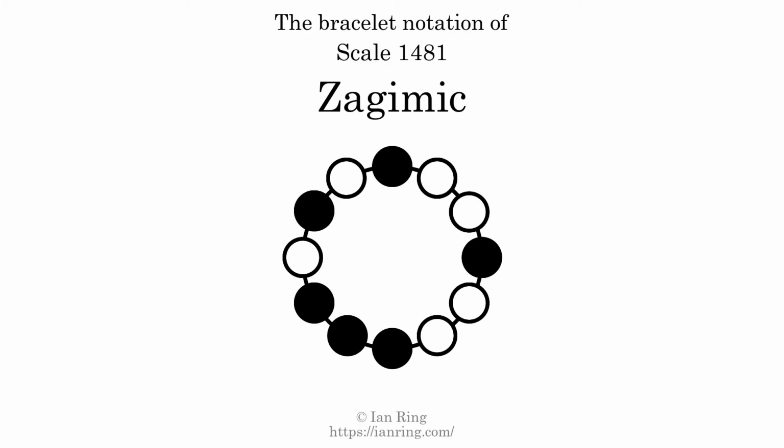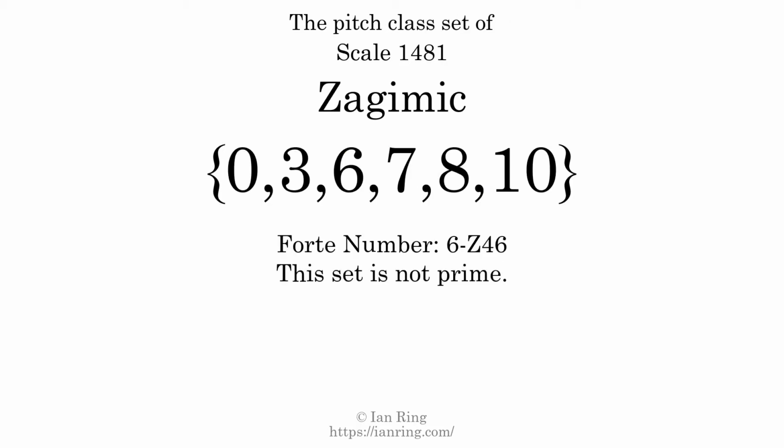This is a bracelet notation diagram of scale 1481. The shaded circles represent tones that appear in the scale, and they are read clockwise, starting at the top. The pitch class set for this scale is 0, 3, 6, 7, 8, 10. The forte class is 6Z46. This set is not prime.